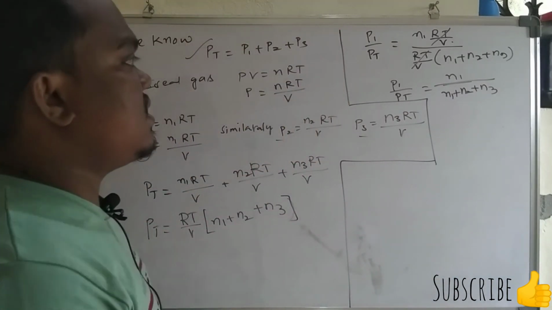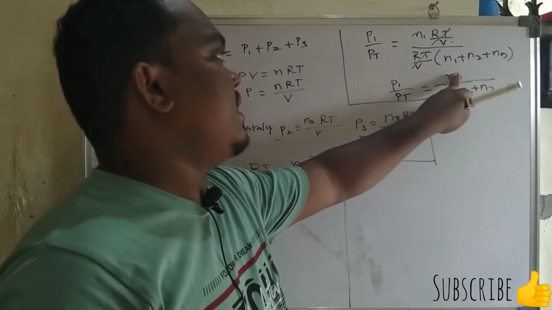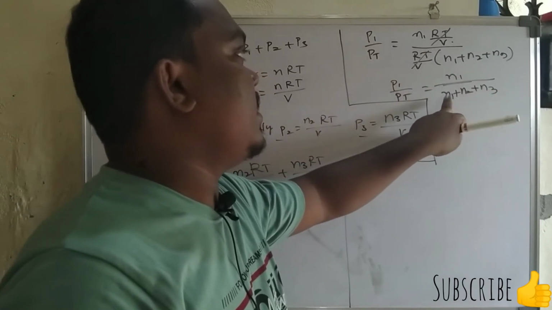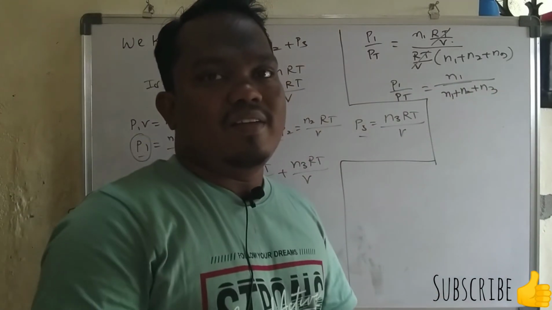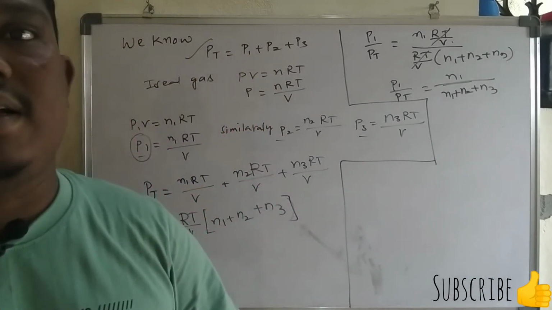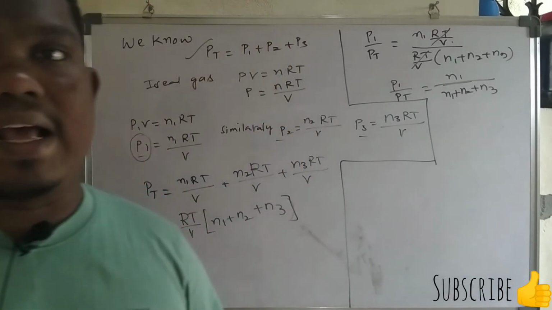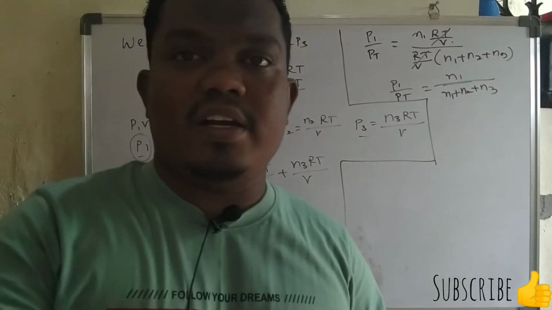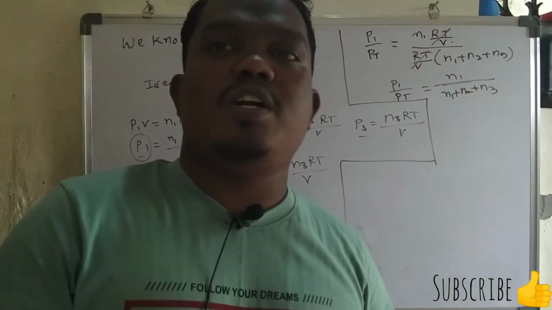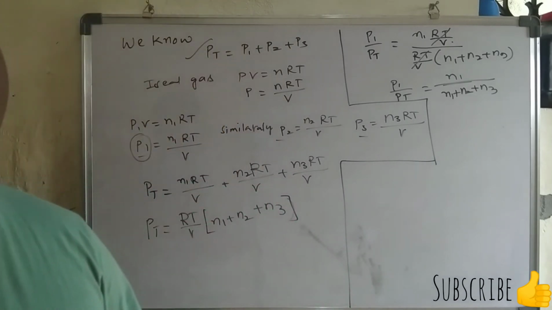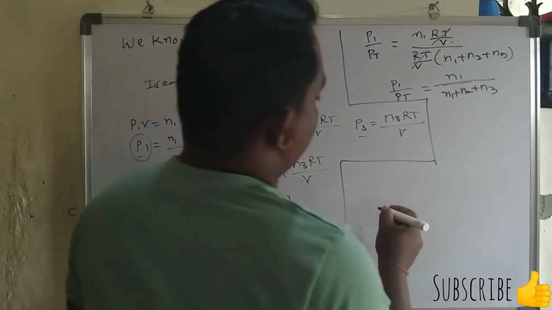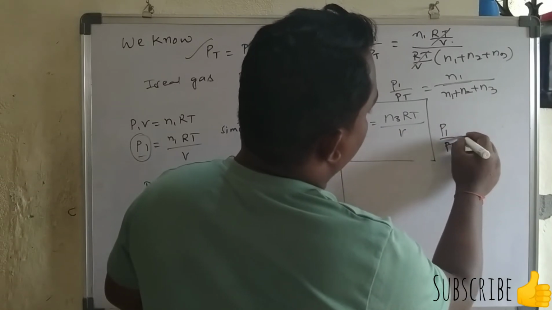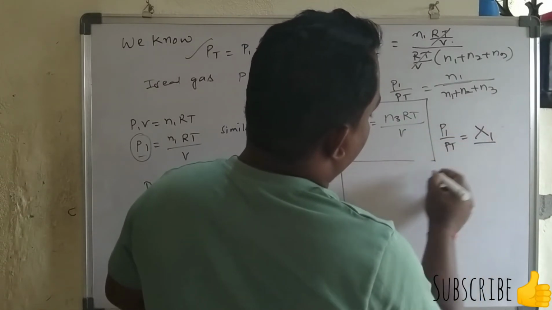So if we consider this, what is this one? N means number of moles by total number of moles. We consider this as mole fraction. Mole fraction is defined as the number of moles of the component divided by the total number of moles of the components present in the mixture. So we write P1 by Pt is equal to x1, where x1 is equal to mole fraction of gas 1, right.